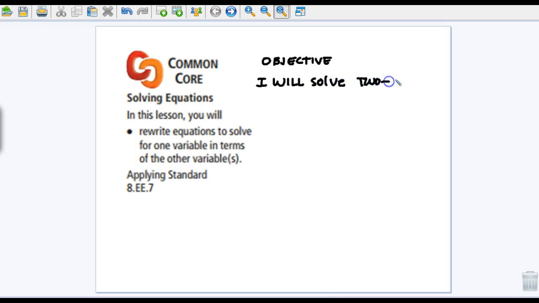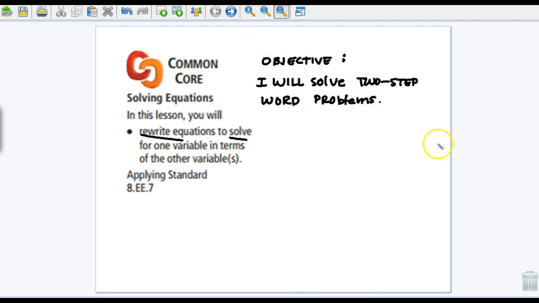So I will solve two-step word problems. So you're going to have to write an equation from a word problem and then solve it. You're going to solve two-step word problem equations, okay? You're going to take a word problem, rewrite the equation, and then solve. It's that simple. This is kind of confusing, so your simple objective is I will solve two-step word problem.